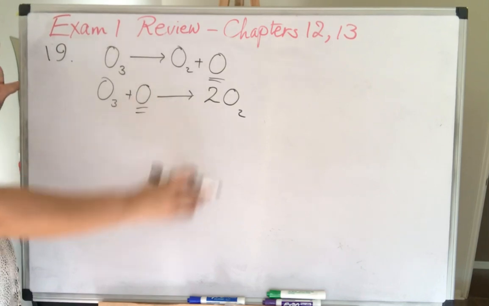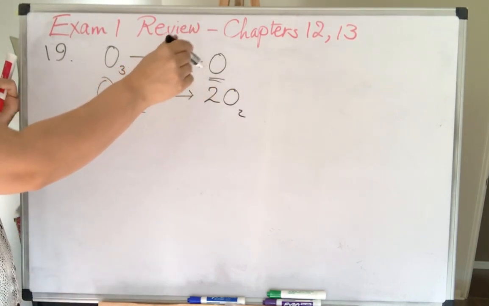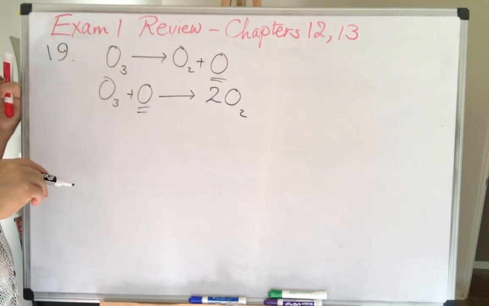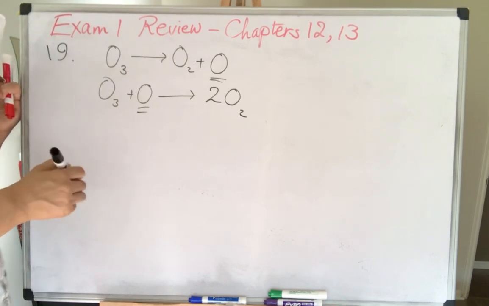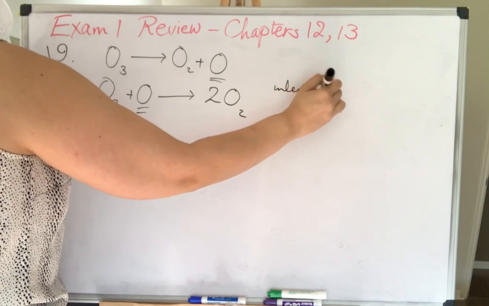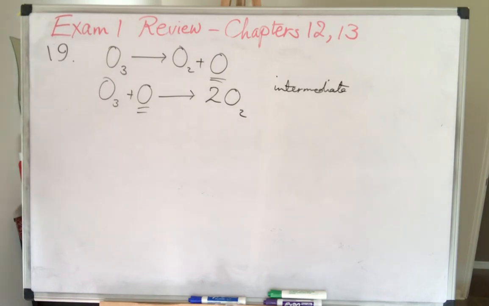So you see that it's been created in one step and it's been consumed in the next step. So that matches the definition of reaction intermediate. C is the correct answer.